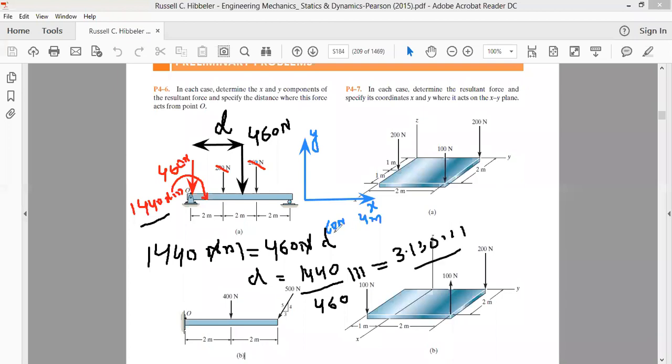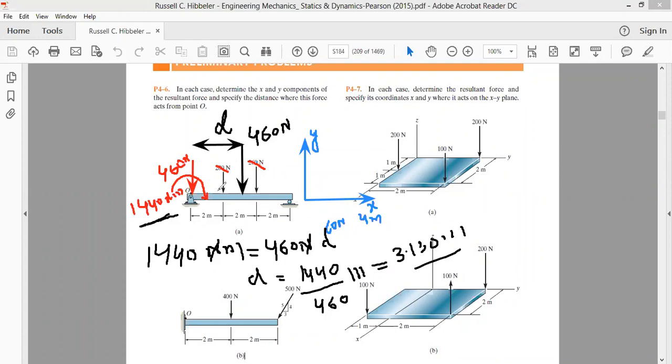So it means that initially we had two forces acting on this beam. We replaced these two forces by a single force. These two forces had a moment about point O. We calculated the moment was 1440 Newton meter. So we replaced the forces by a single force and the moment of these forces by a single moment. Now what we are doing, we are replacing this force and the moment at point O by a single force at a distance d from point O.